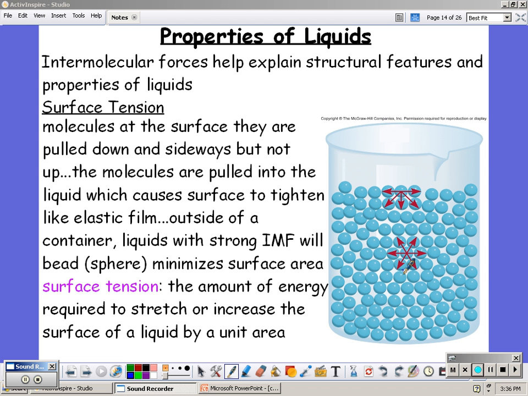Outside the container, liquids with strong intermolecular forces will bead. If it wasn't in a beaker, if it was just falling from the sky, let's say like our rain, the water will bead up or form a sphere to minimize the surface area. So surface tension is the amount of energy required to stretch or increase the surface of a liquid by a unit area. The stronger your intermolecular force, the higher the surface tension.